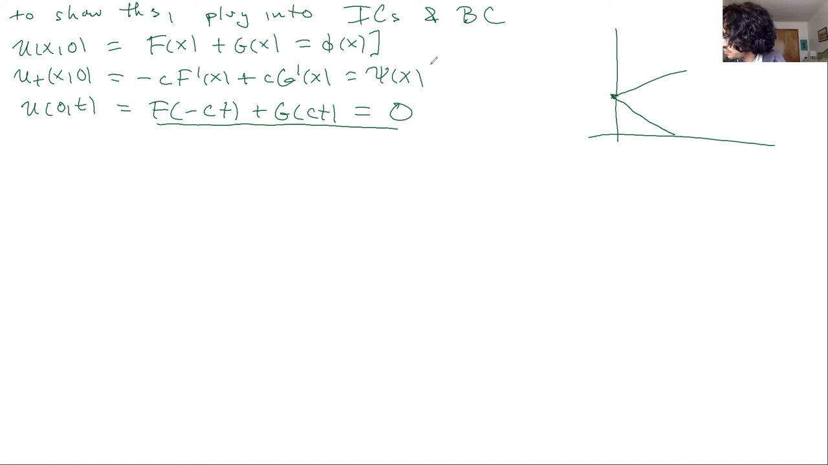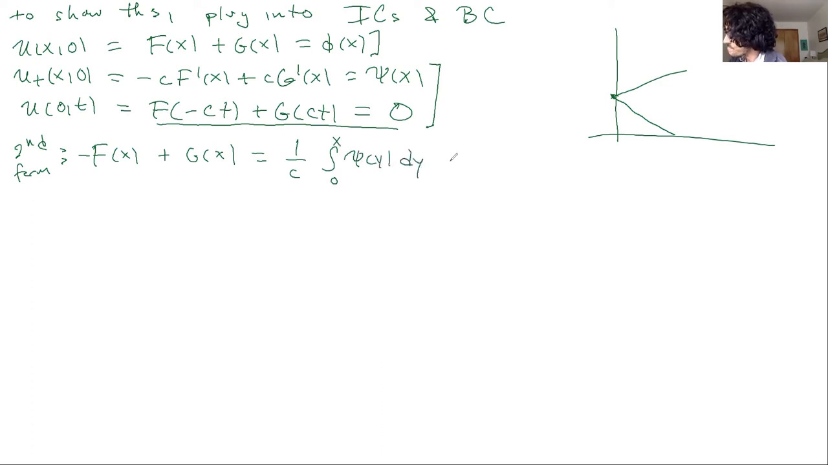Let's work on manipulating these two formulas here, okay? So first of all, take the second formula and I'll integrate it up. So I get minus f of x plus g of x is equal to 1 over c, the integral from 0 to x of phi of y dy, plus some constant a.